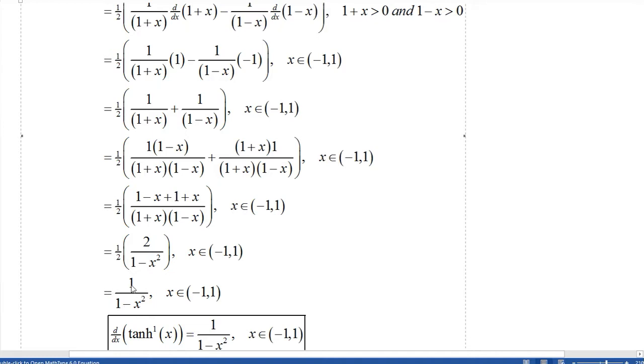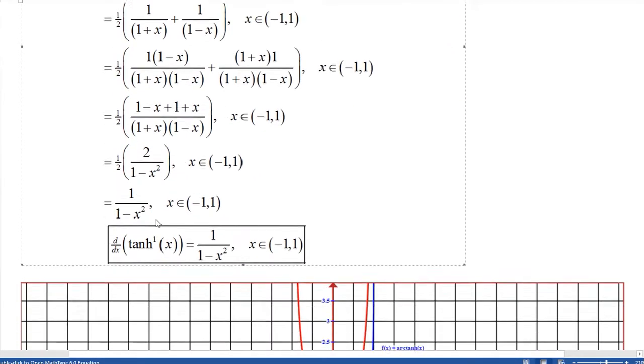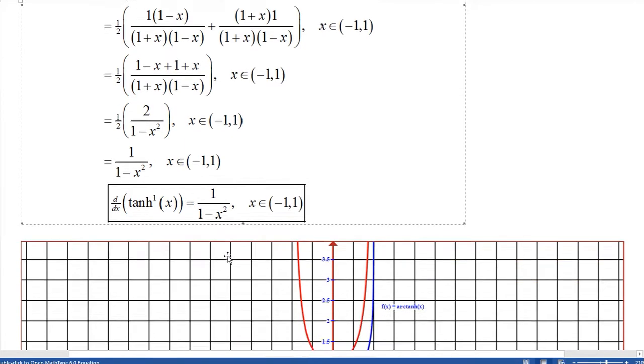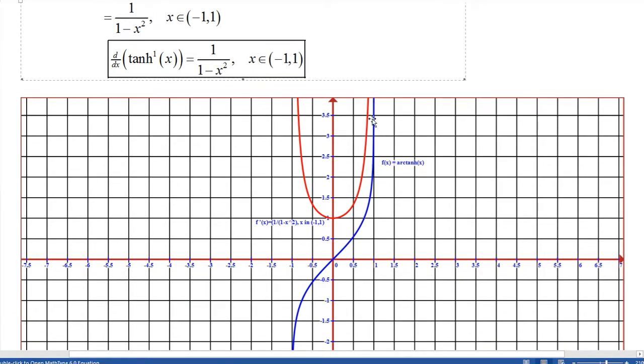Now, if you look at this formula right here, it looks like it's defined everywhere except for -1 and 1. But our original function, remember, had to only be defined between -1 and 1. So we absolutely have to put that restriction there. So when we graph this, we need to make sure that we're only graphing the part between -1 and 1, which is this red part right here, the derivative.